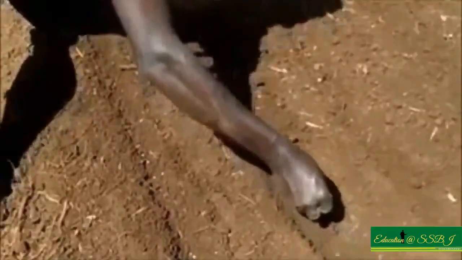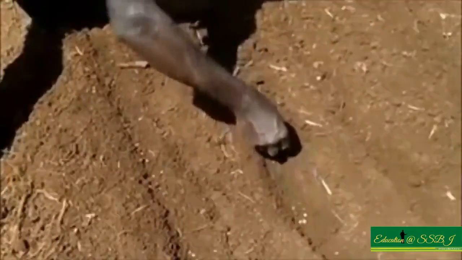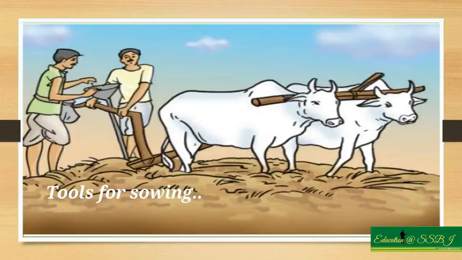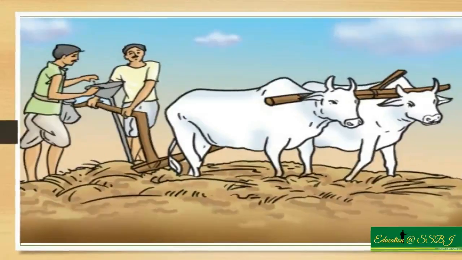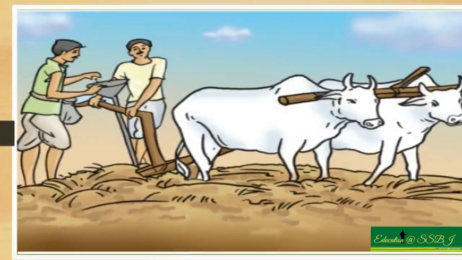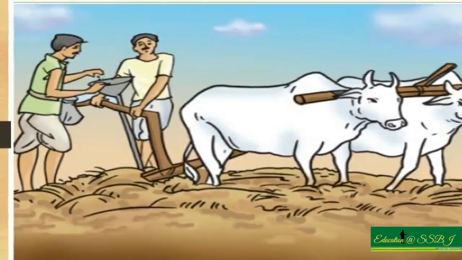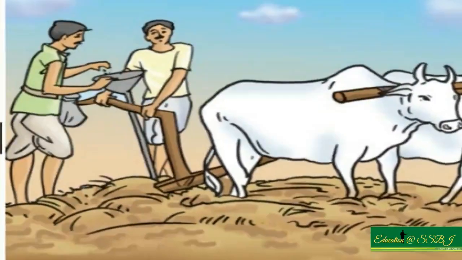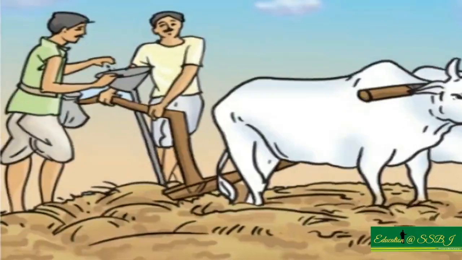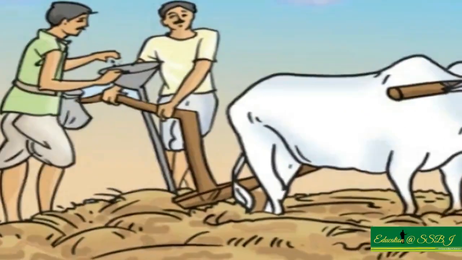It is always good to have tools for sowing. The seeds are filled into the funnel, passed down through 2 or 3 pipes having sharp ends. These ends pierce into the soil and place seeds there.